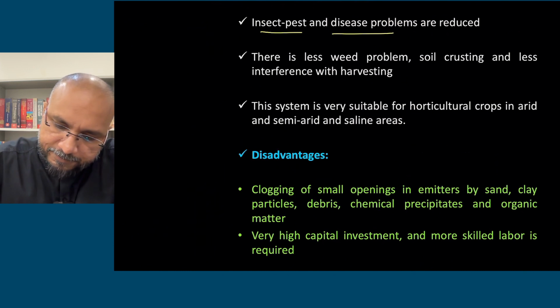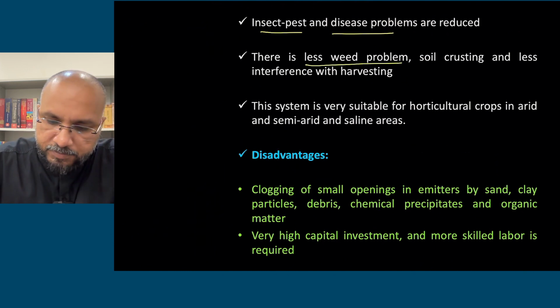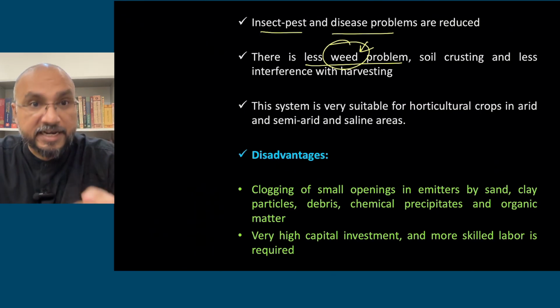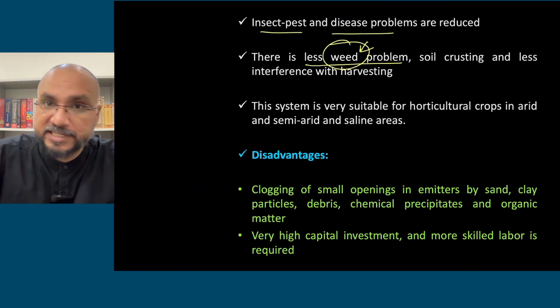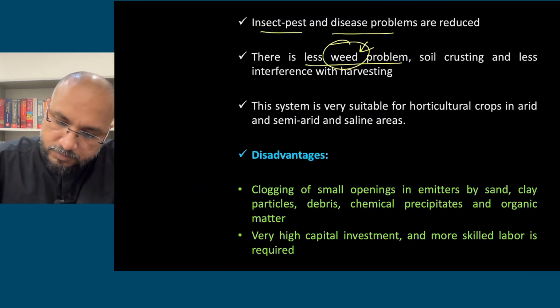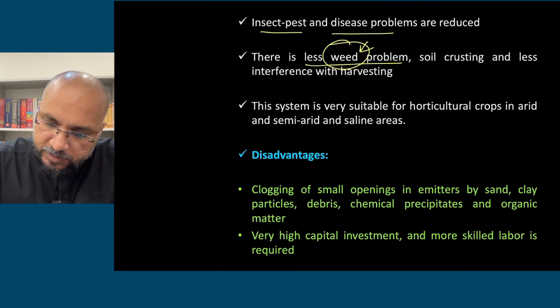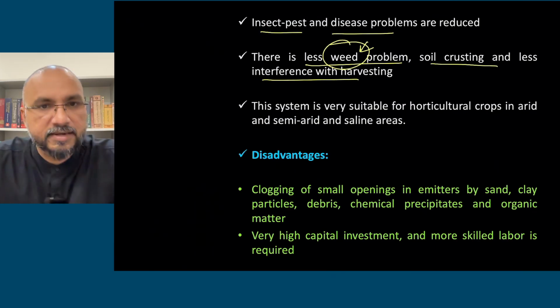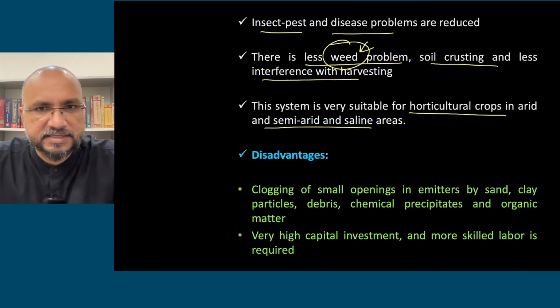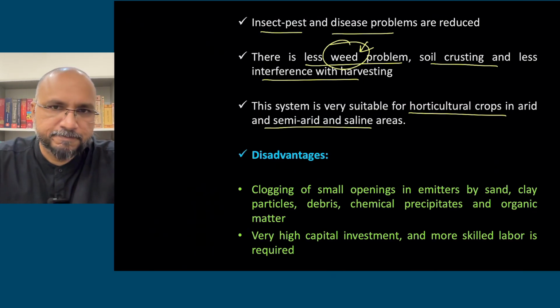So there is a less weed problem. weed problem नहीं होता है यहाँ पर. तुम fertilizer भी apply कर सकते हो. Fertigation, you just integrate your fertilizer application system. So Venturi जैसे system है. So weed problem will be less. Soil crusting will not be there. Interference with harvesting, वो सब कुछ नहीं होता. So very suitable for horticulture crops in arid and semi-arid regions and saline areas.